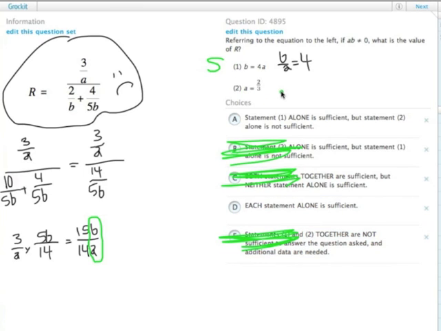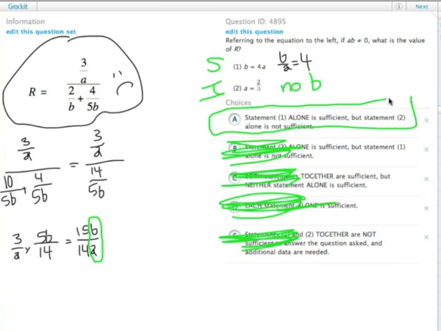Statement 2 gives us a equals 2/3. Well, we could solve for the denominator here, but we wouldn't have a b, so without b, statement 2 is not going to be sufficient. Sadly, answer choice D gets ruled out, and answer choice A emerges victorious.